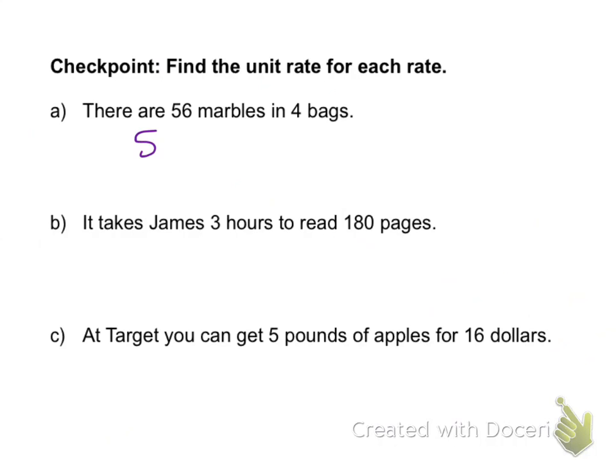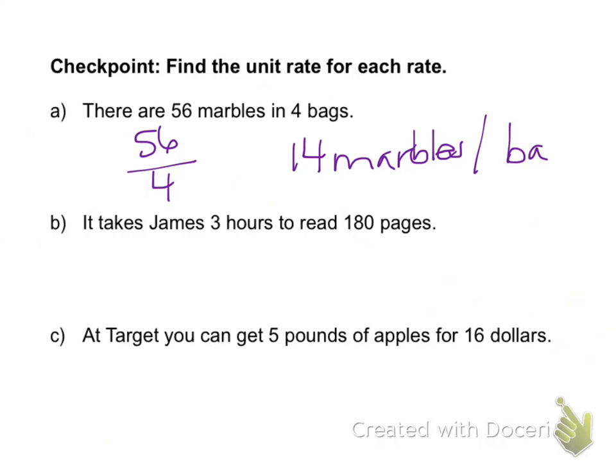Okay, when you're checking your work, you probably divided that way and got 14. Hopefully you labeled it marbles per bag. For B, here's what I did first. I did 3 divided by 180, and I got a crazy weird decimal. I rounded it right there, and I labeled it hours per page.